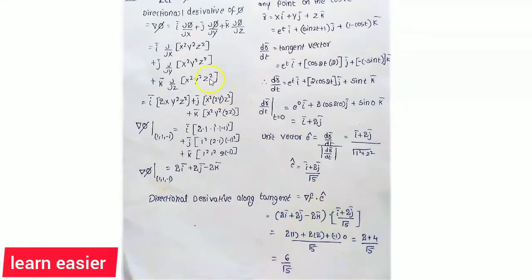So what we have done, let's recap. We found the directional derivative of the given function, that is del phi, and del phi at that point. And next we found the r bar, that is the position vector, and then the tangent vector, that is dr bar by dt, and then dr bar by dt at t equal to 0, and then the unit vector e cap for the tangent vector, and then we found that the directional derivative along the tangent is del f dot e cap. Del f is what? Del phi at this point. e cap is what? The unit vector for the tangent vector. And after the dot product, we got 6 by root 5.